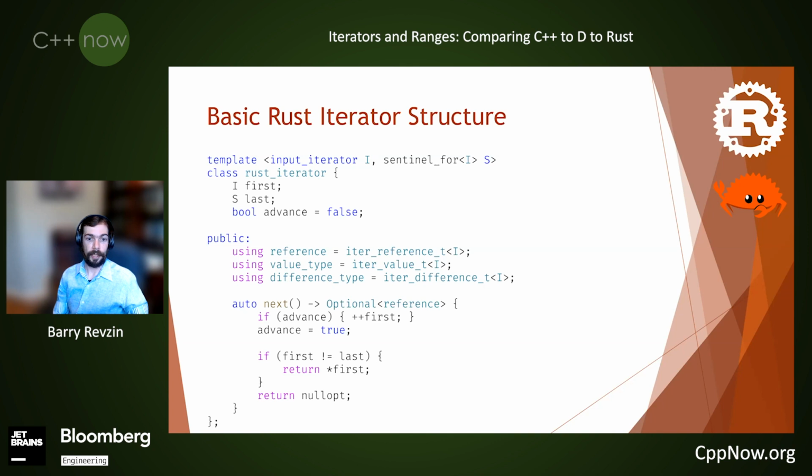So given a C++ iterator pair, you can always produce a Rust iterator, but that is decidedly not true in the other direction. Given a Rust iterator, you cannot, in general, produce a C++ iterator.